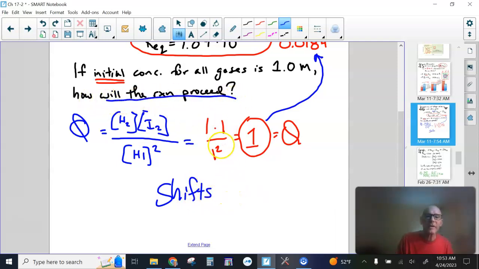So that's the answer to the question. How will the reaction proceed? It's going to shift to the left to make more reactant. I think I said make more product before, but it's going to shift left and make more reactant.